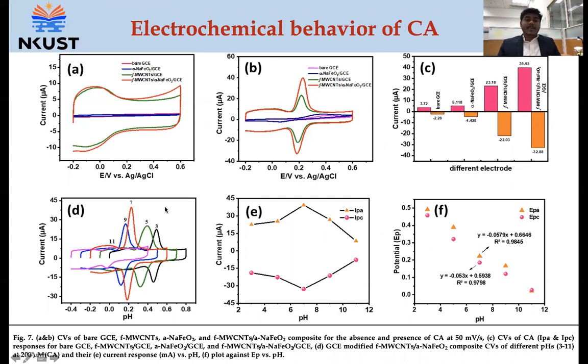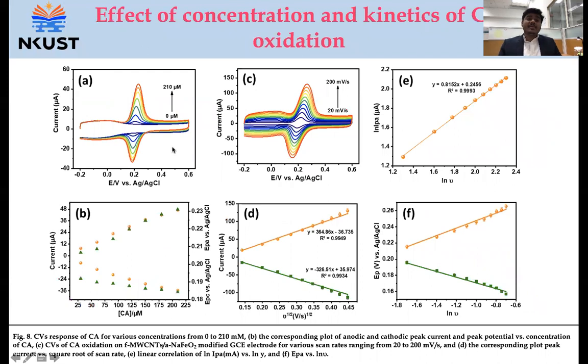We also studied pH 3, 5, 7, 9, and 11 in phosphate buffer medium. pH 7 shows the highest peak current responses and sharp caffeic acid sensing display. You can see the current responses and potential differences. Here we observe different concentrations of caffeic acid with the scan rate constant, and the different concentrations show linear responses.